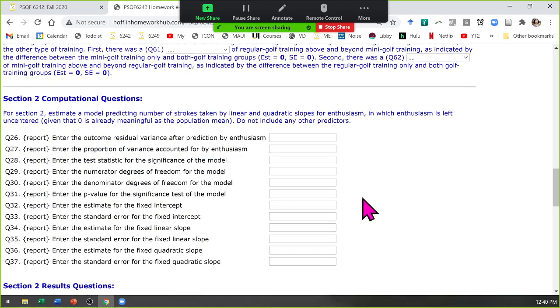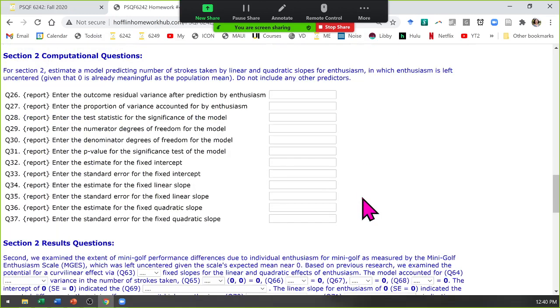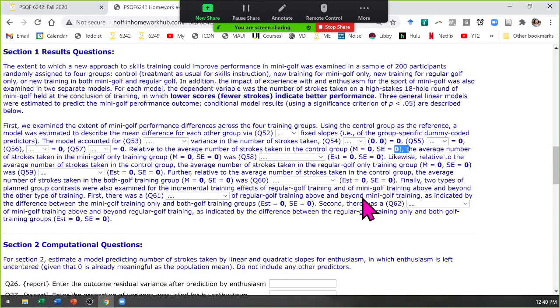Okay, in section 2 then, this one is relatively short. All I'm asking you to do is to fit a quadratic effect of a predictor of enthusiasm. And enthusiasm, by the way, this is another joke. I don't know if you caught this.